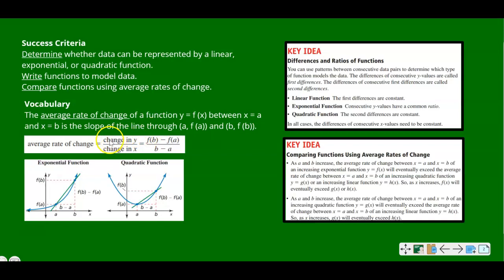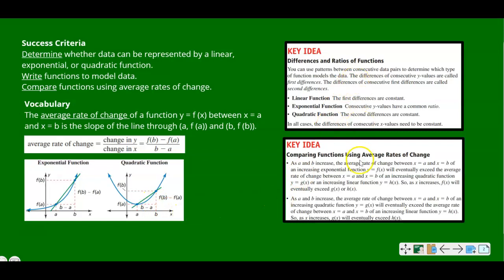If you remember, average rate of change is your change in y's over your change in x's. They also write it as f of b minus f of a, your two y values, over b minus a. So they're just looking at these as ordered pairs. If you have two ordered pairs, two points on a graph, you can find the average rate of change by doing the change in y's over the change in x's. You can do the same thing with linear, quadratic, and exponential functions.